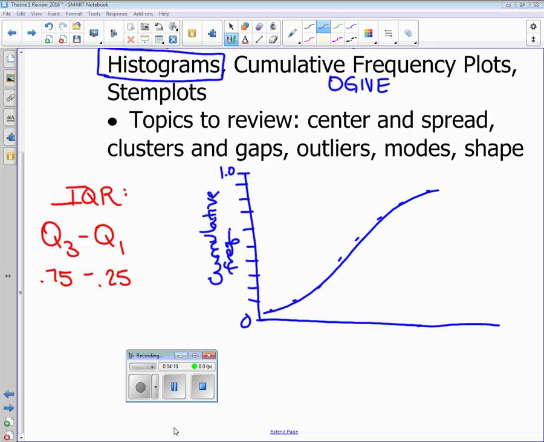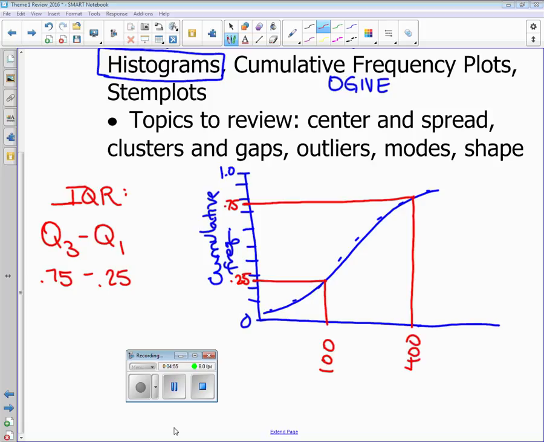Well, I'm going to go to where 75% is, which is right about here. And I'm going to go out to my ogive, and I'm going to go down. And whatever number this happens to be, let's say it's 400. That's going to be the number that represents the third quartile. I'm going to do the same thing for the first quartile. 25% looks like it's about here. Going to go out and go straight down. And whatever number happens to be here, let's just pretend it's 100. Let's make numbers up.